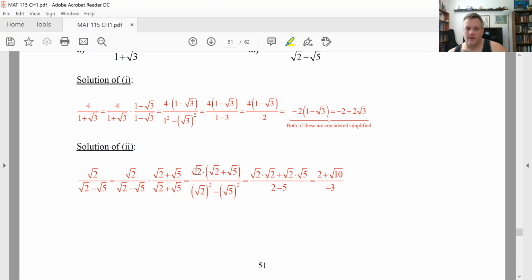If you simplify the top, remember to multiply that radical 2 through both terms. That gives you that product and that product. But radical 2 times radical 2 is 2. A product of radicals is the radical of the product. So this is radical 10 over -3. And you can just leave that like that.